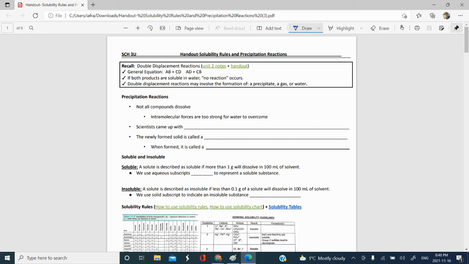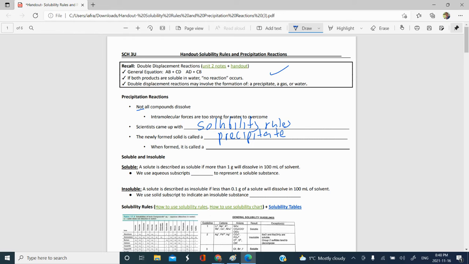As we go through this, remember we were reviewing the double displacement reactions. Our special focus will be on double displacement reactions that produce precipitates. The reason precipitates form is because not all compounds are soluble in water or dissolve. To figure out if a precipitate forms, scientists came up with these solubility rules or guidelines. The newly formed solid that will be produced in that double displacement reaction is called a precipitate.